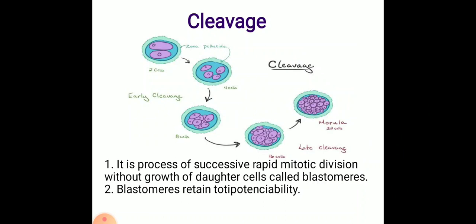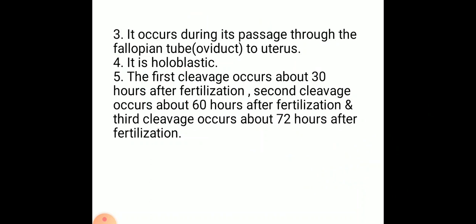After the morula there is a blastula. Like that, development takes place. So here the cleavage goes 2 cell, 4 cell, 8 cell, 16 cell. Early cleavage is only up to the 8 cell or 16 cell stage, and after 16 cell, late cleavage starts. So this is the diagram. The first cleavage occurs about 30 hours after fertilization. Then the second cleavage occurs about 60 hours after fertilization. And the third cleavage occurs after 72 hours of fertilization.